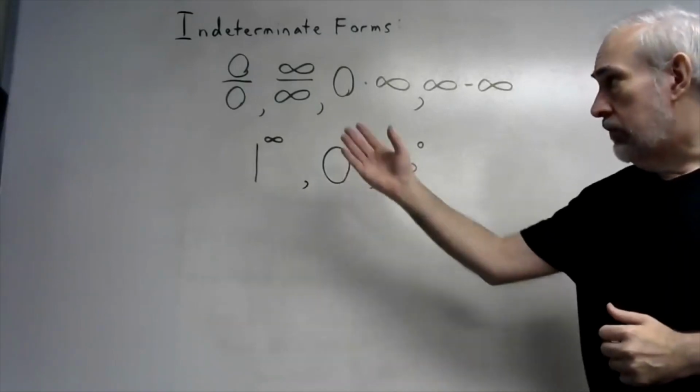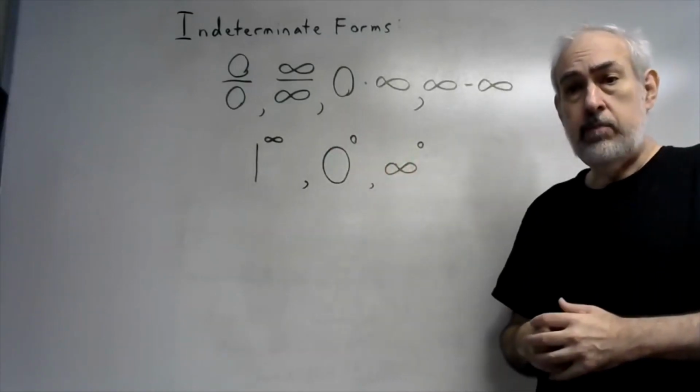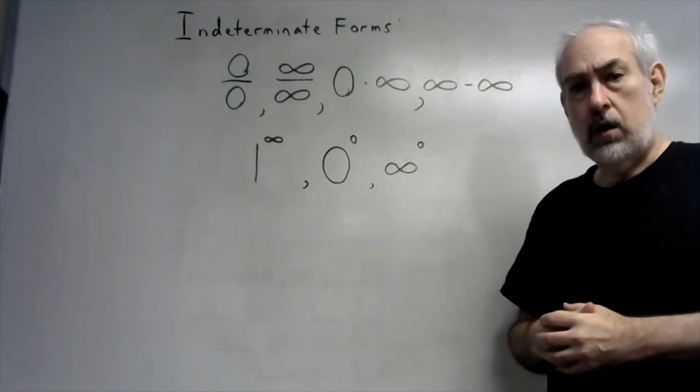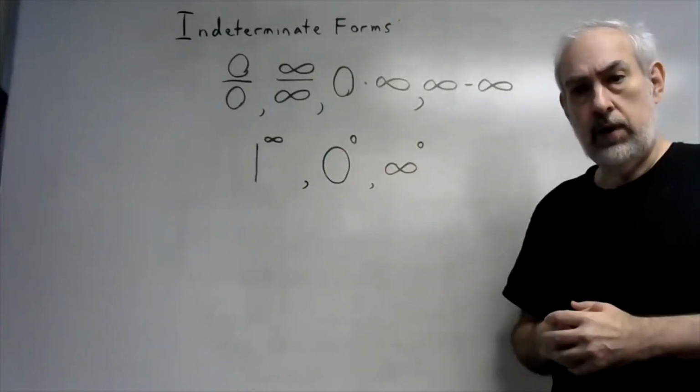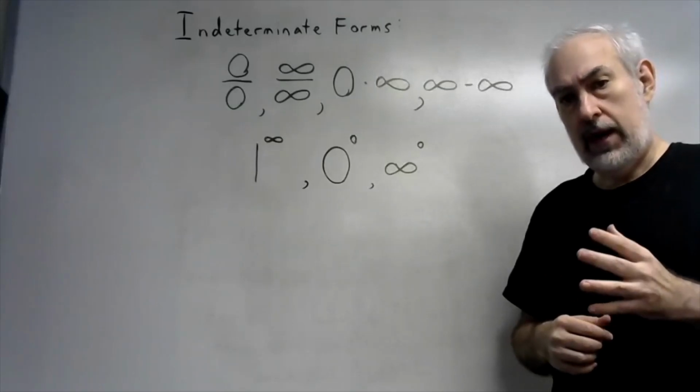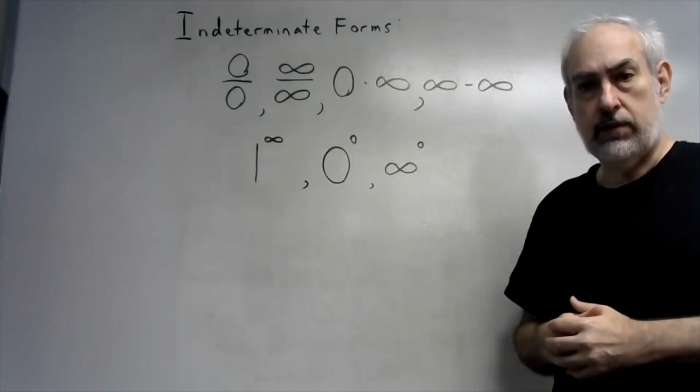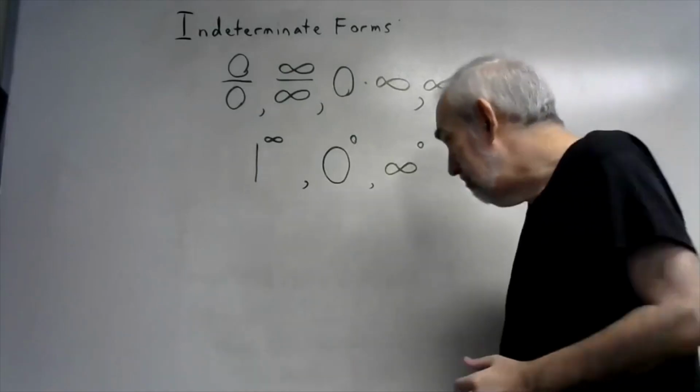Now, we've already done 0 over 0 and infinity over infinity. So all the problems I'm going to be showing you are going to be for the other 5 indeterminate forms, and we'll show you how to simplify and eventually use L'Hopital's rule to get the final answer.